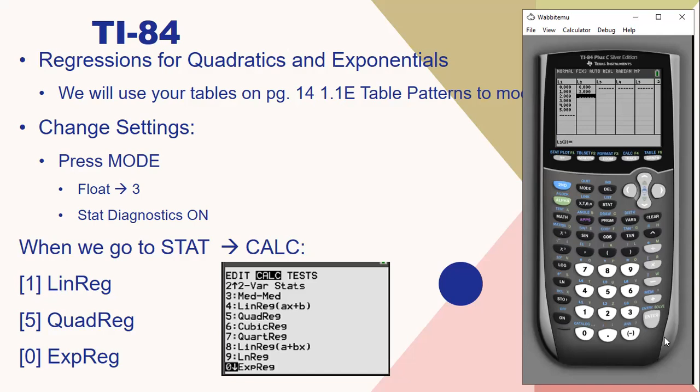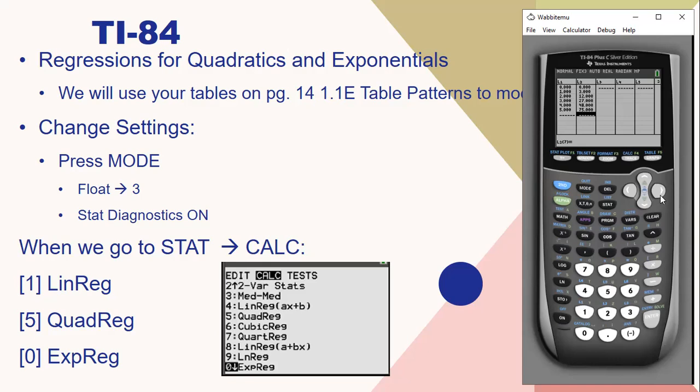0, 3, 12, 27, 48, 75. Okay, we're going to pretend that we don't know the equation for this, right? And we're going to test out to see which model best represents it. Is it a linear, quadratic, or exponential?